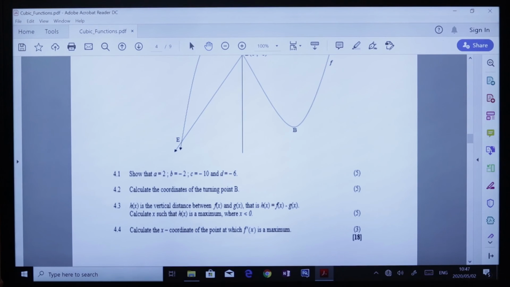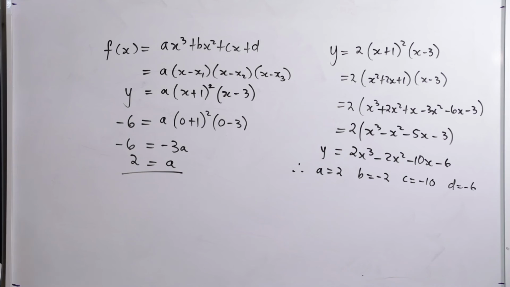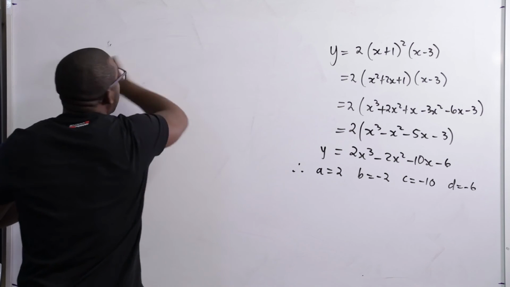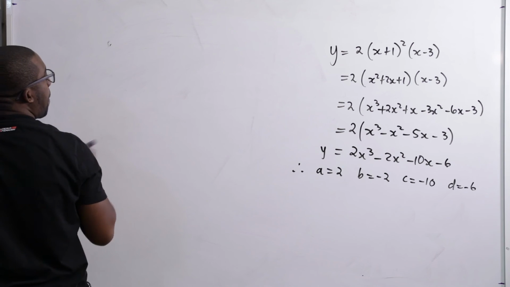That is what was required there. They want us to calculate the coordinates of B. But what is special about B? It is the turning point of the function.